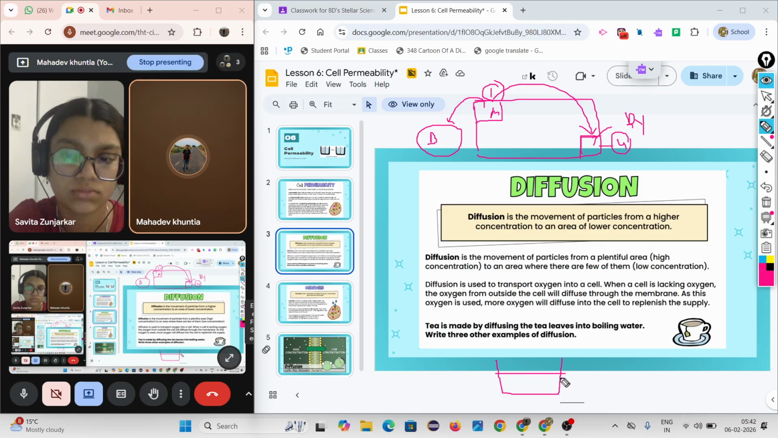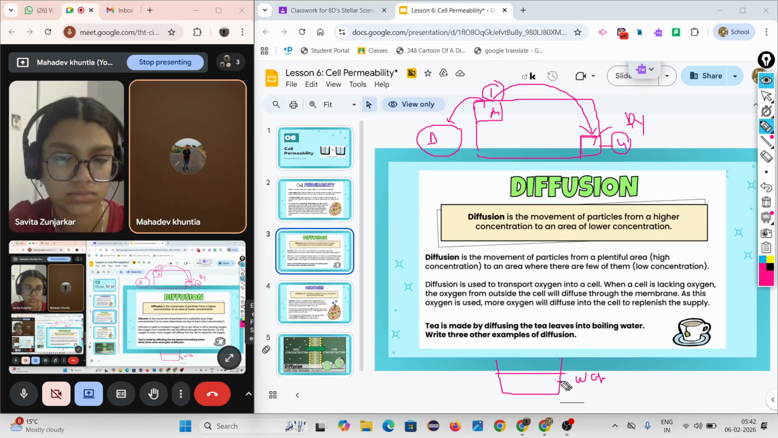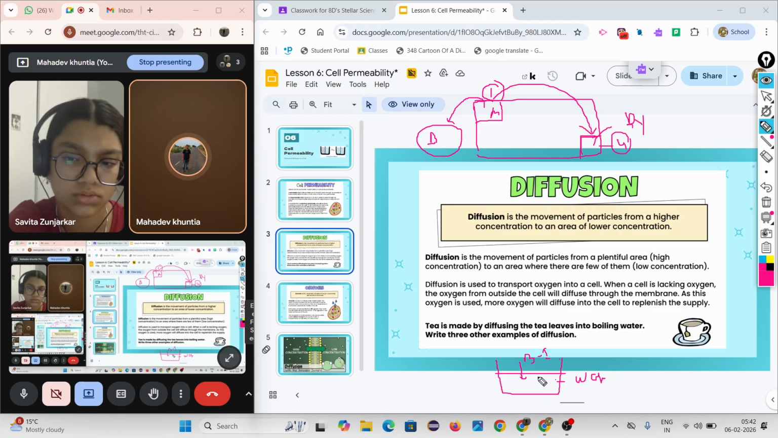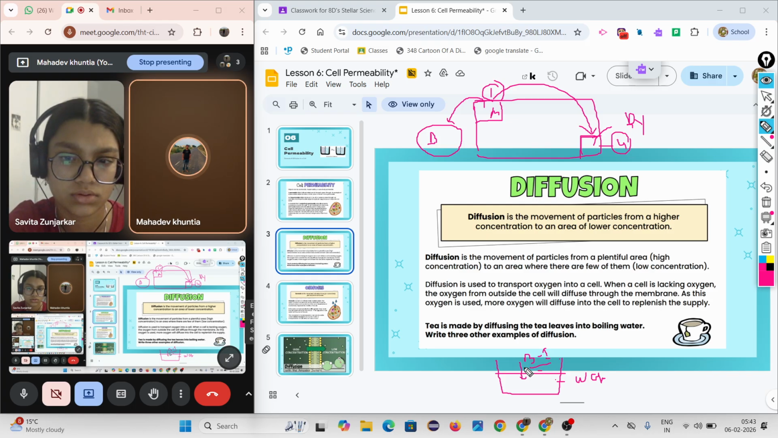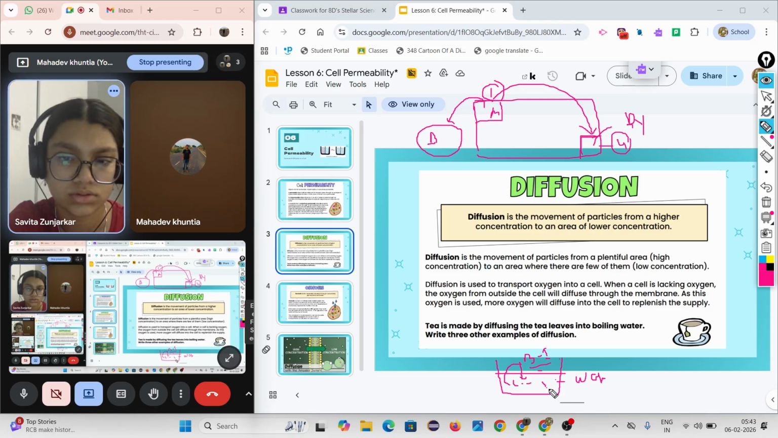Suppose this is a bucket. Inside the bucket, water is there. In the water, I am putting one ink, blue color ink. After putting the blue color ink, I am stirring the water. What happened? The blue color ink is completely mixed with the water now.